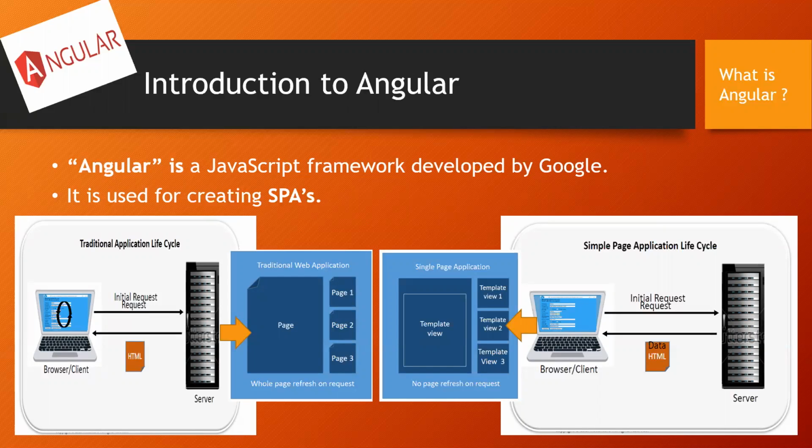Whereas in a single page application, we create a template view, and when the user wants to see different views based on different actions he performs, different views get loaded into the same template view. So it's basically a single page, and it's just changing the view based on the action or request from the user. Only the data gets changed in the view, but the page remains the same.